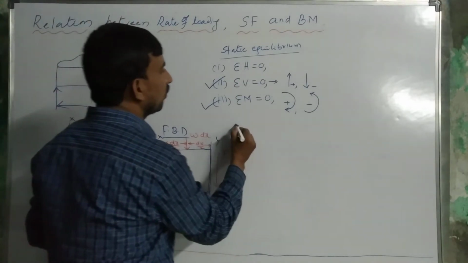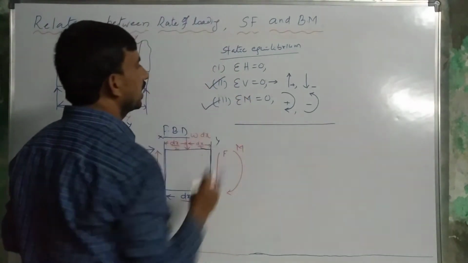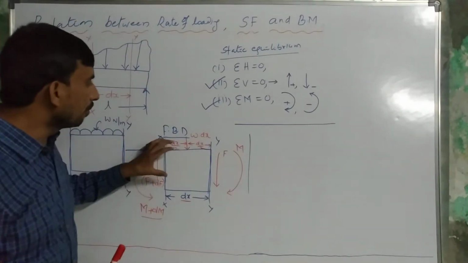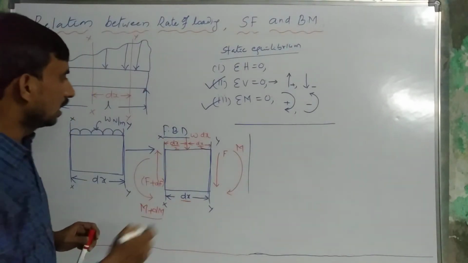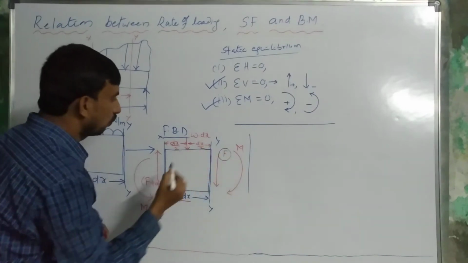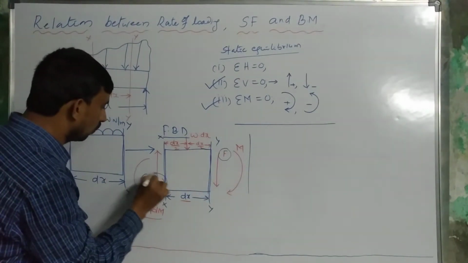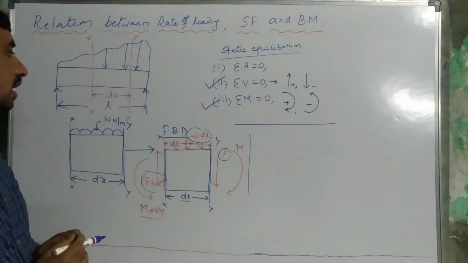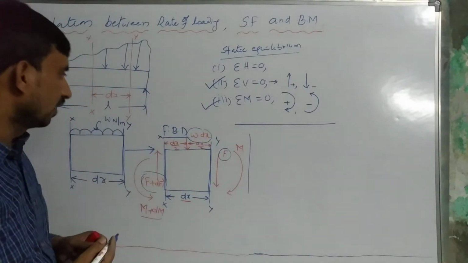So let us use the first equation, that is algebraic sum of the vertical forces equal to 0. So here how many vertical forces are acting? There is this one vertical force, and this is another vertical force, and we have a vertical force here. There are three vertical forces acting but their directions are different.